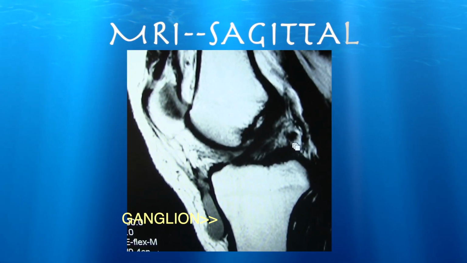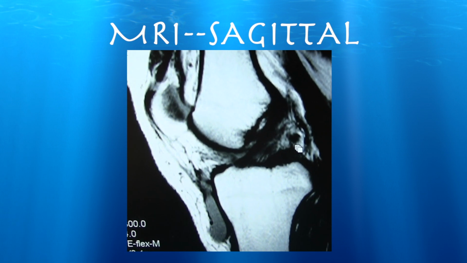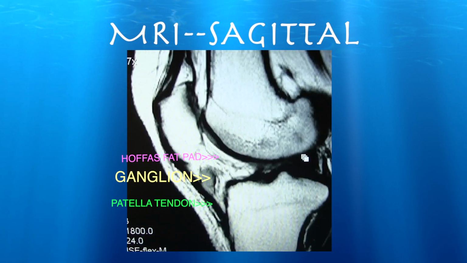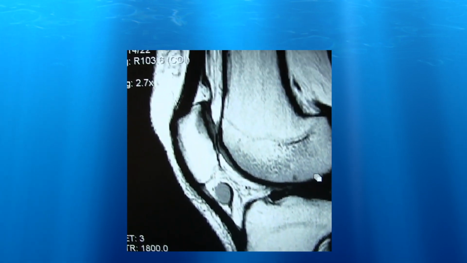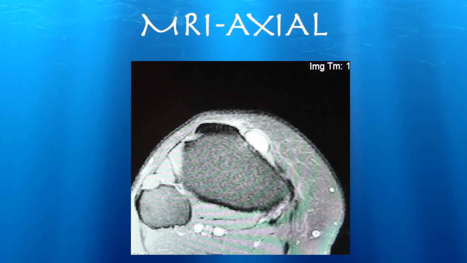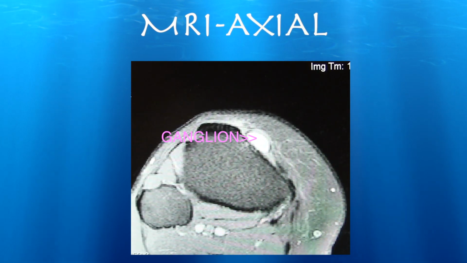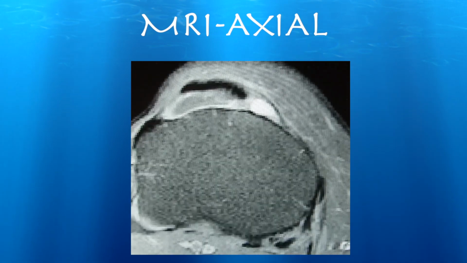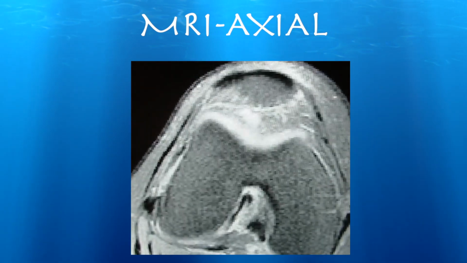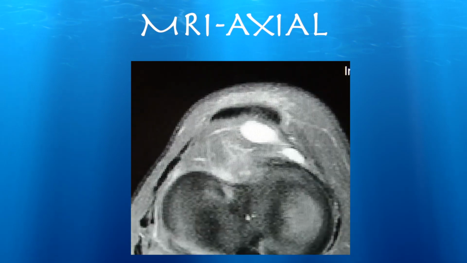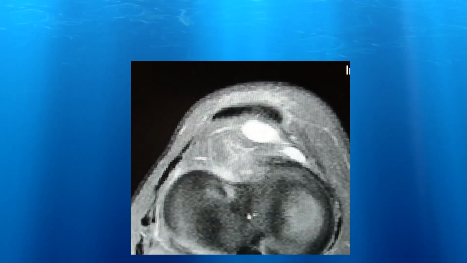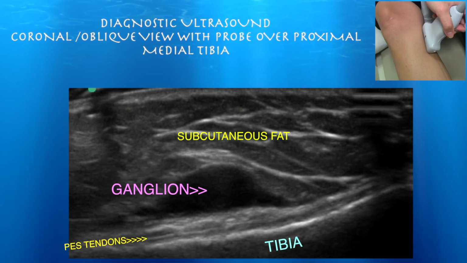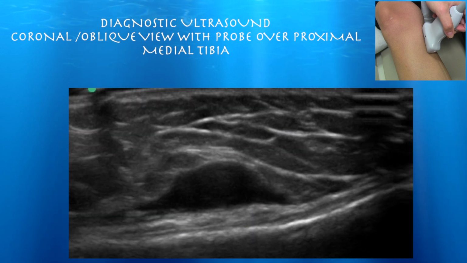Here's a sagittal MRI where you can clearly see the ganglion at the inferior aspect of Hoffa's fat pad tracking proximally. Here's an axial view where you can see it right medial to the patellar tendon. And then as you go proximal, you can see it track within the Hoffa's fat pad and underneath the patellar tendon. Here we are in a coronal oblique view, and you can see the ganglion right over the pes tendons.